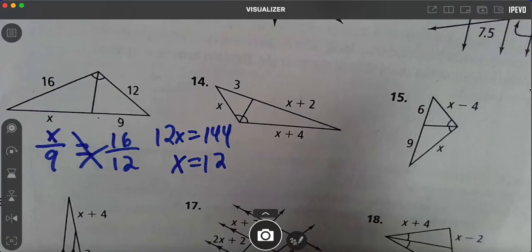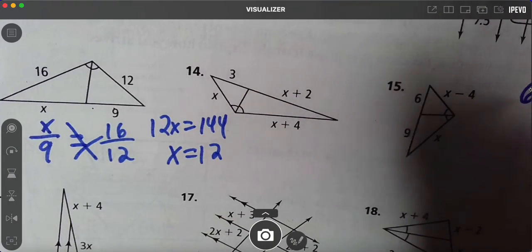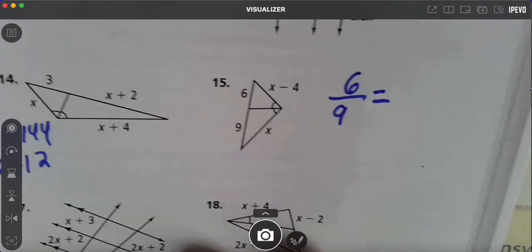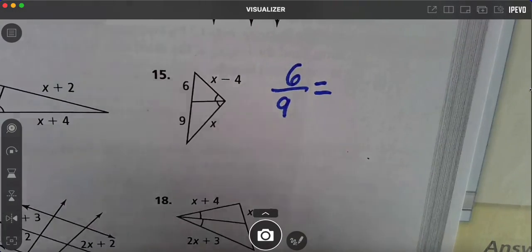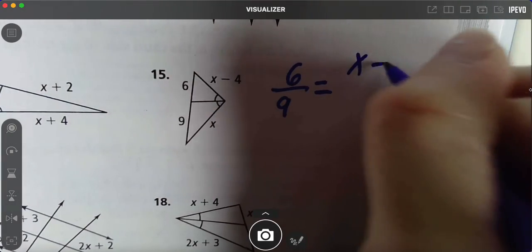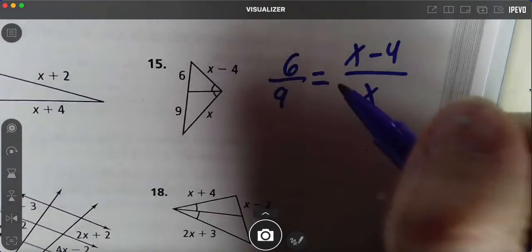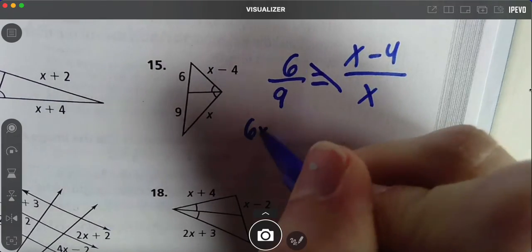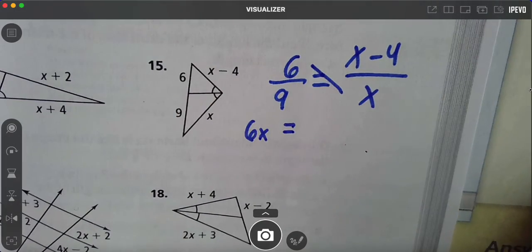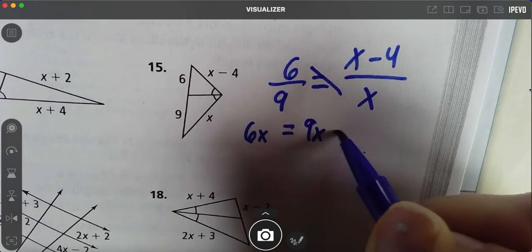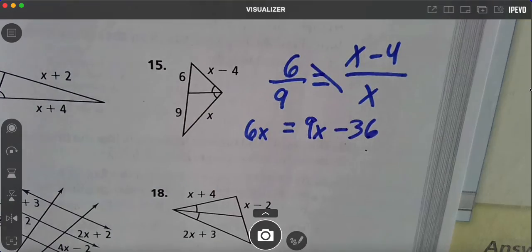If I did 6 over 9, I would set that equal to what? Oh, sorry. x minus 4 over x. See how I just split those parts, those pieces up? And then we cross multiply. So over here I get 6x. And what do I get on the other side? 9x minus 36. Very good.